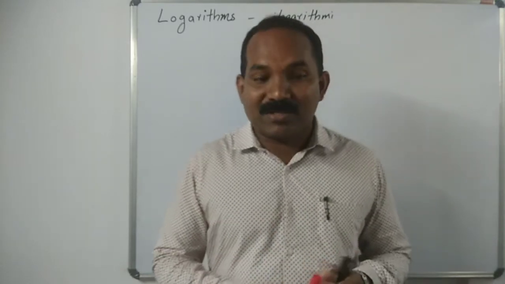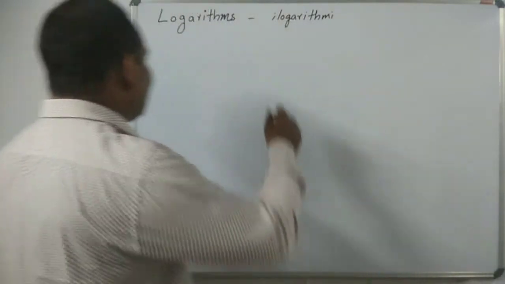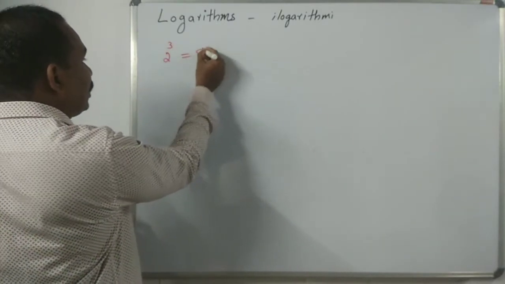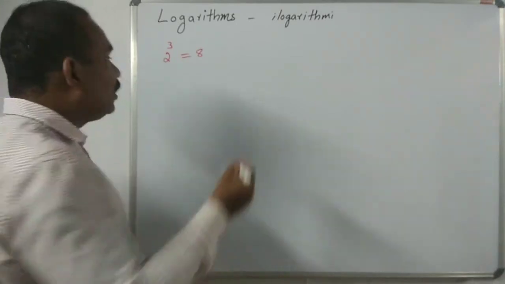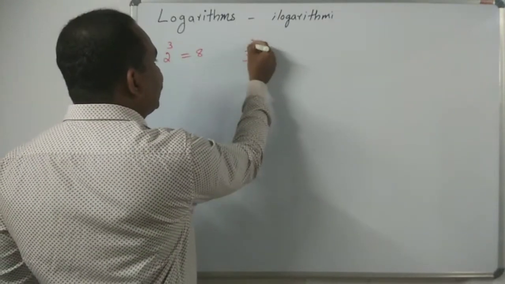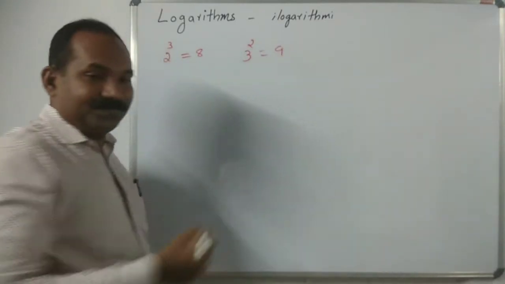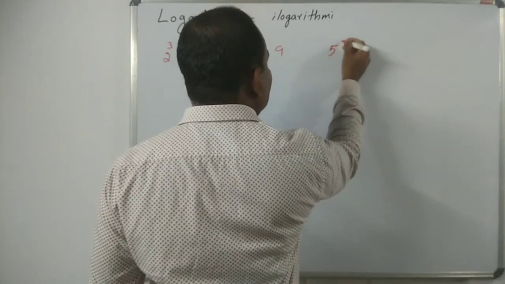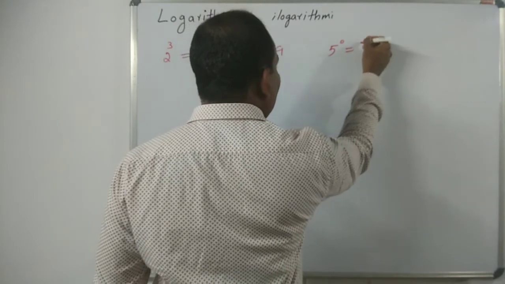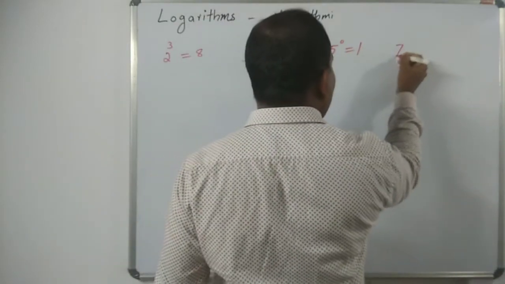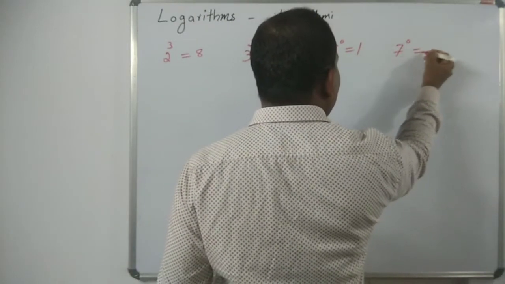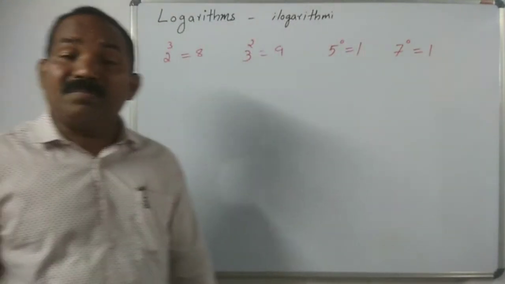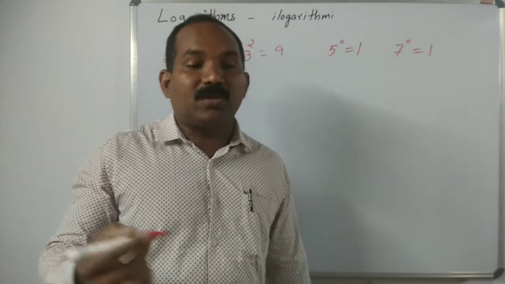As we know, 2 raised to 3 is 8. 2 cube is equal to 8. And 3 square is equal to 9. And another one: 5 raised to 0 is equal to 1, or you can write that 7 raised to 0 is equal to 1. Any number raised to 0 is equal to 1.